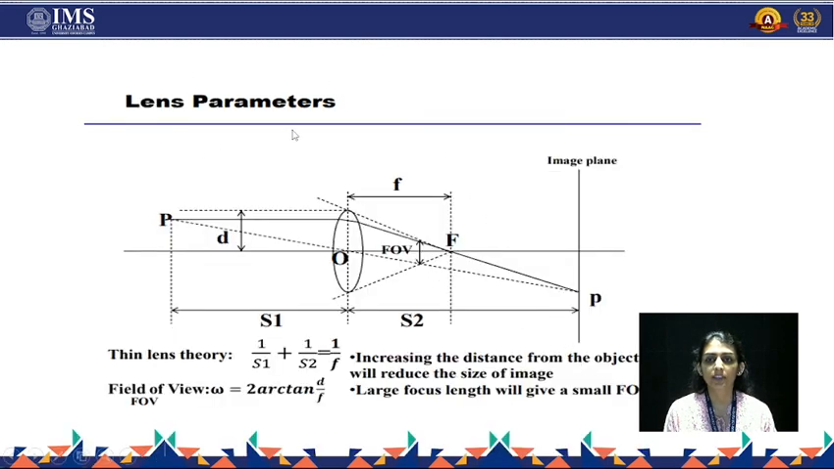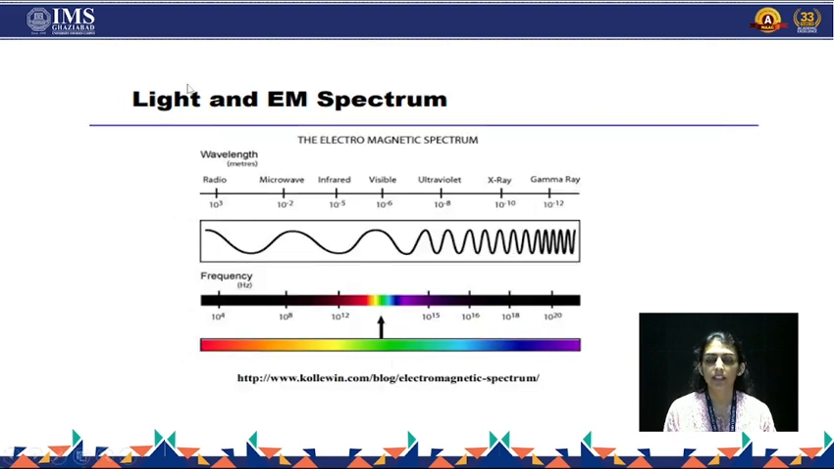Now these are some lens parameters that we have. Similar are the lens parameters with the eye also. We have the focal length: 1/f = 1/s1 + 1/s2, where s1 is the distance of the object from the lens, and s2 is the distance of the image plane from the lens. These are the light and the electromagnetic spectrum.